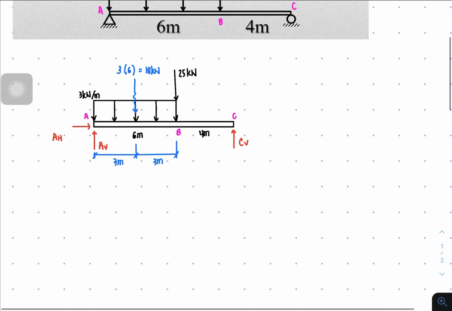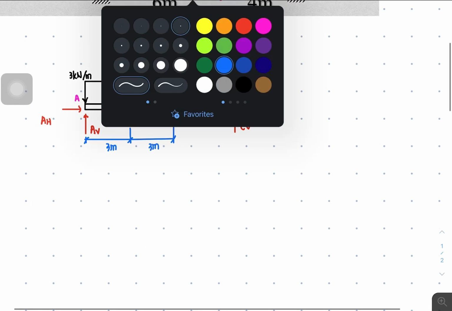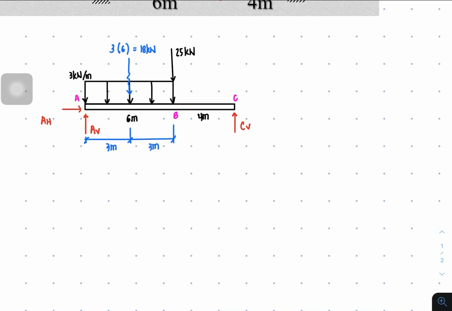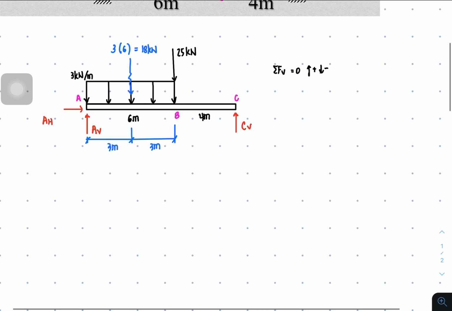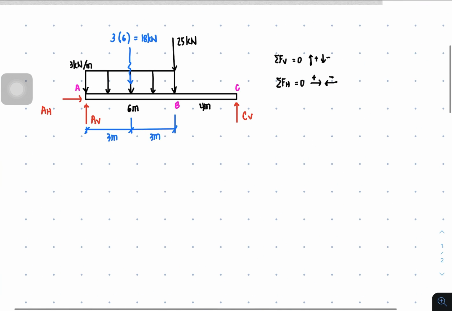Okay, so in this case, we are now ready to use the equilibrium equations. So what are the equilibrium equations? You have the summation of force vertical equal to 0, upward positive, downward negative. Then you also have summation of forces horizontal equal to 0, to the right positive, to the left negative. And then last one is the summation of moment at any point. Then that's equal to 0, clockwise positive, and counterclockwise negative.